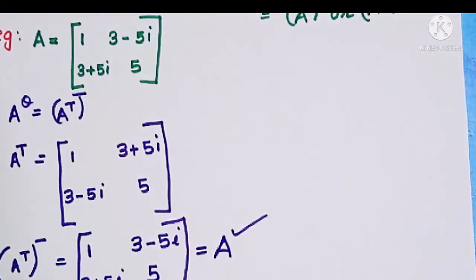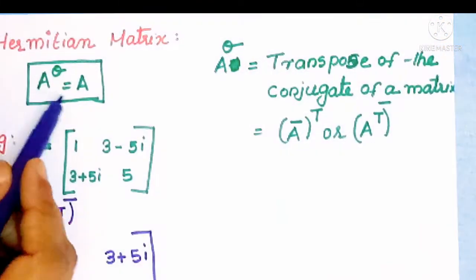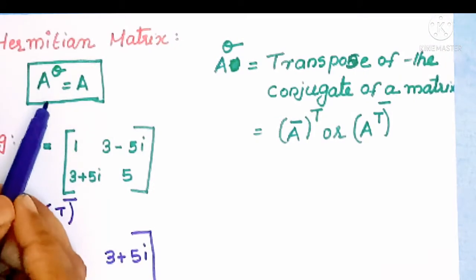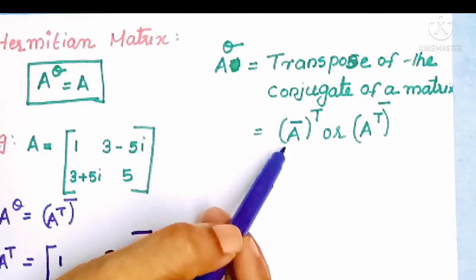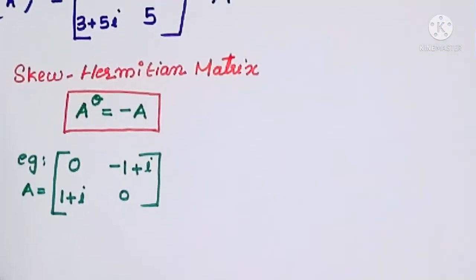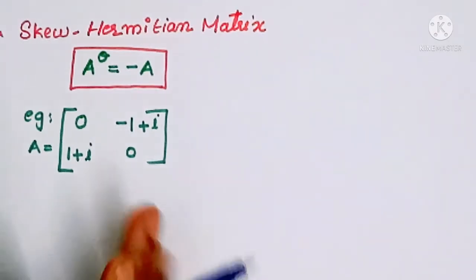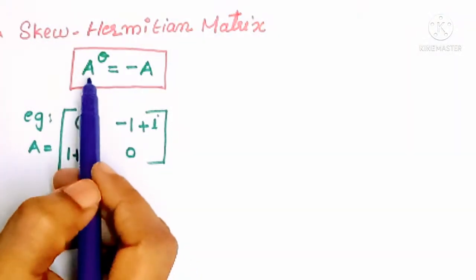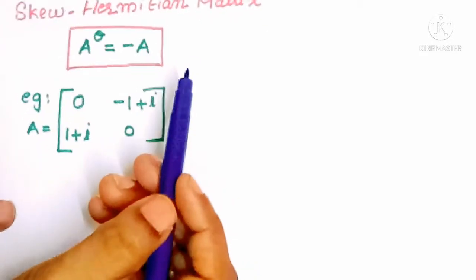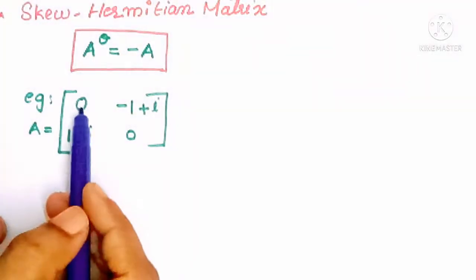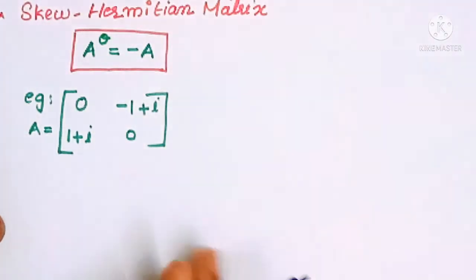What is a Hermitian matrix? A matrix A satisfying this condition. What is the condition? A theta is equal to A. Then what is A theta? A theta is the transpose of the conjugate of a matrix. Okay. Next, what is meant by a skew Hermitian matrix? The skew Hermitian matrix condition is A theta is equal to minus A. We can check. Here I am taking one matrix. A is equal to 0, minus 1 plus i, 1 plus i, 0.